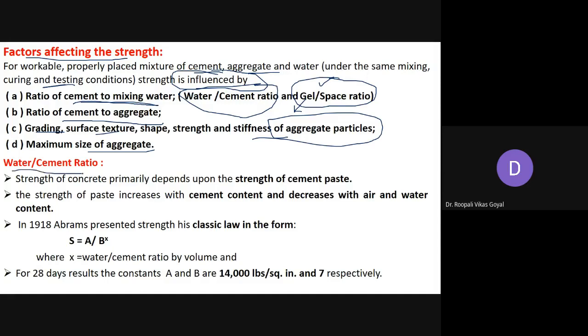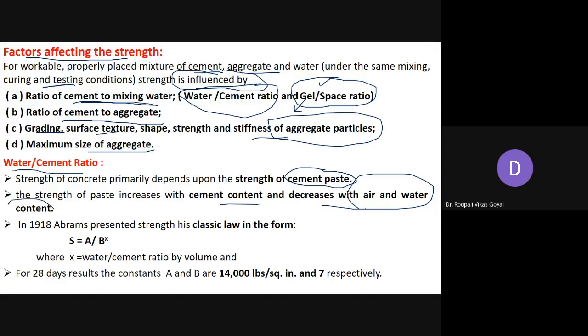The strength of concrete primarily depends upon the strength of cement paste. The greater the strength of the cement paste, the greater the strength of the concrete, because basically the strength attained by the concrete is the strength attained by the cement paste. So you can say it depends directly on the cement paste formation. The strength of cement paste increases with the cement content. The more cement content you add, the more the strength increases, and it decreases if it has more air and more water.